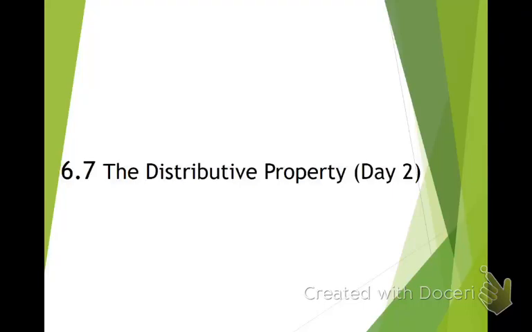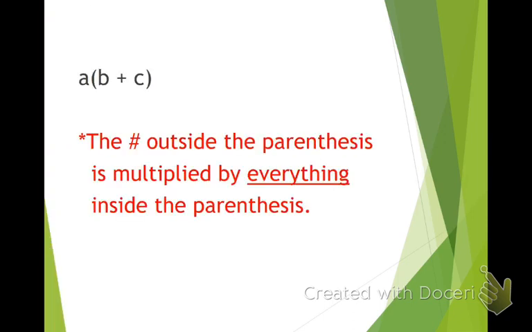Today we're talking about 6.7, the distributive property, day 2. Go ahead and write this next slide down for me, please. What I want you to notice, I want you to put these little arrows here for me. This means you're multiplying A times B, but it also means that you're going to be multiplying A times C. So directly underneath it, let's write this out.